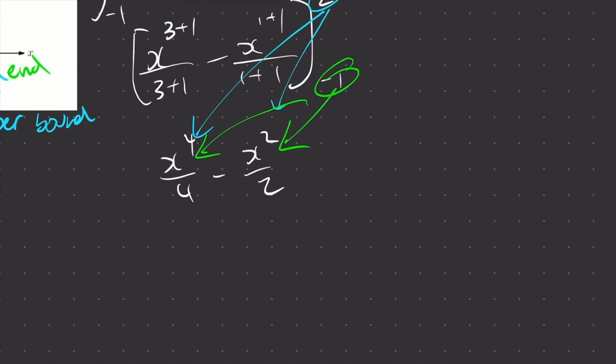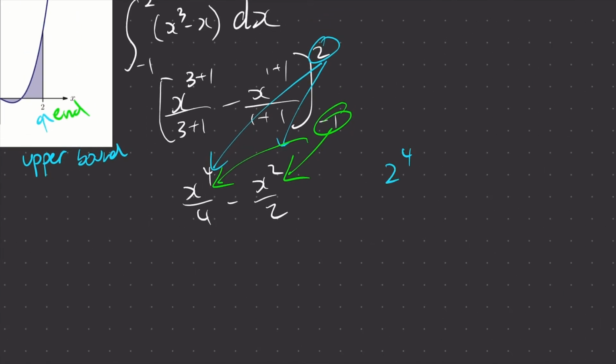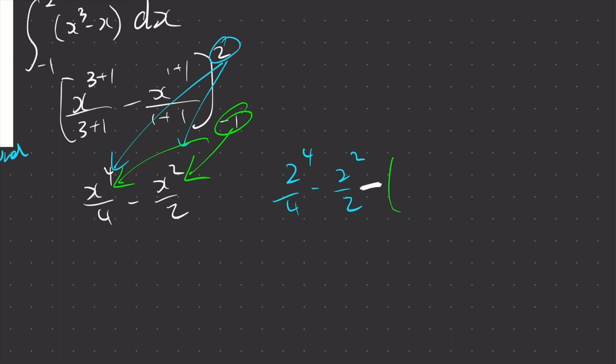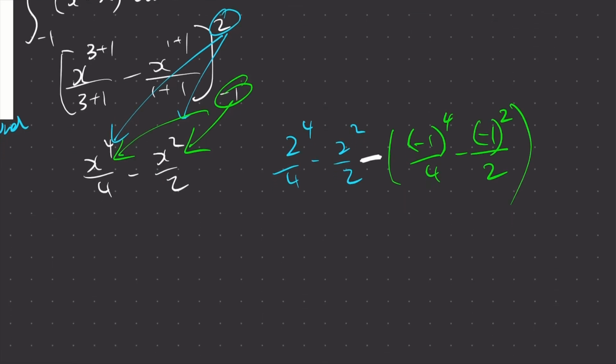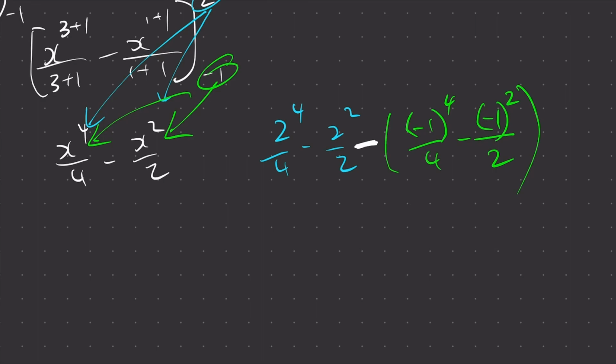Blue, to substitute the blue in, we will have 2 to the power 4 over 4 minus 2 squared over 2, right? And then what do we need? We need to subtract green. So if we subtract green, it will be negative 1 to the power 4 over 4 minus negative 1 squared over 2, okay? Then blue will be 2 to the power 4 is 16. 16 over 4 is 4, minus 4 over 2 is 2, minus green is negative 1.